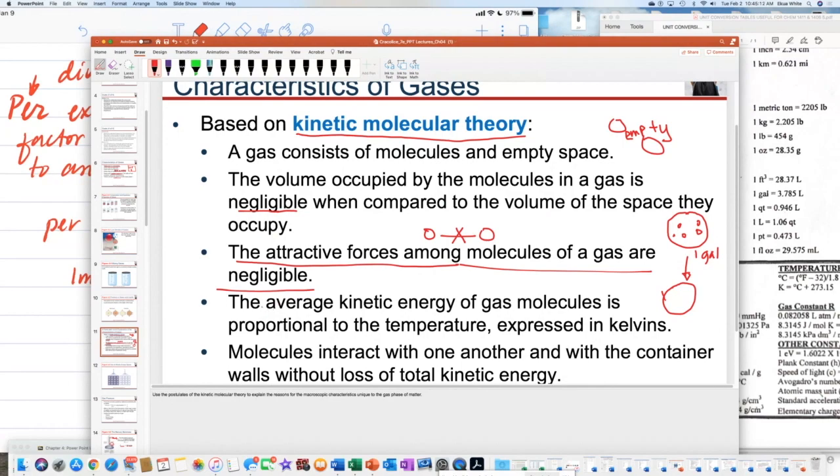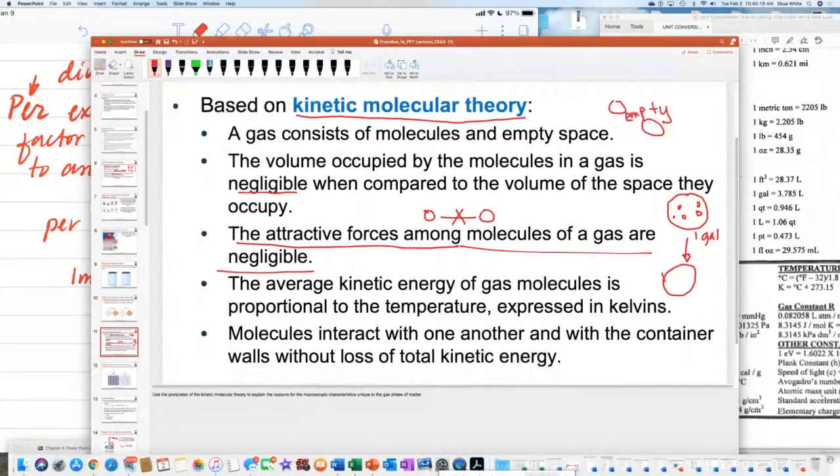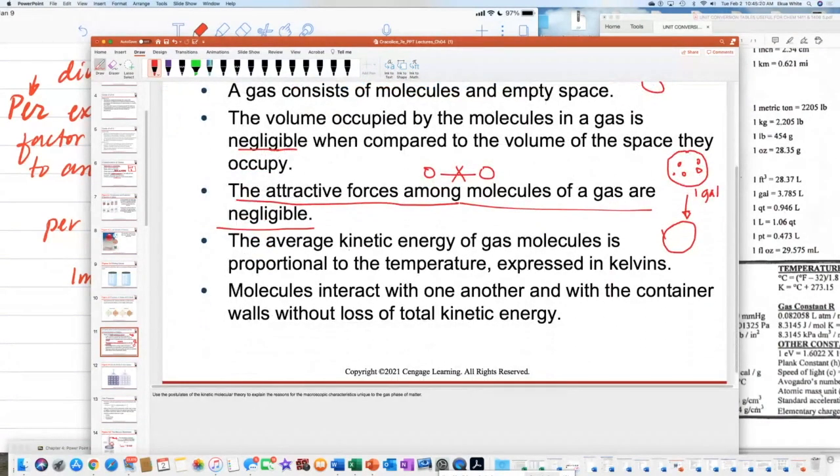Okay. And then we're told that the average kinetic energy of gas molecules is proportional to the temperature expressed in kelvins. That means kinetic energy has to do with moving, right? So the energy to move. Now we were told gas molecules have a lot of energy. Gas molecules are very energetic.